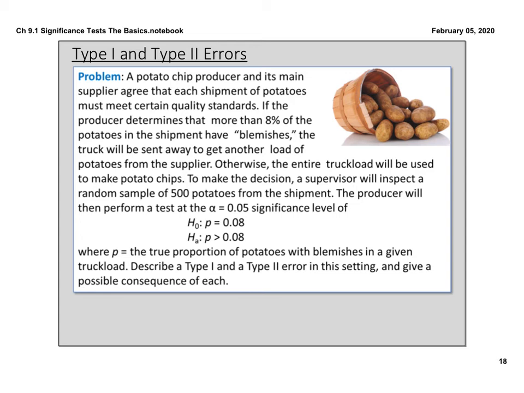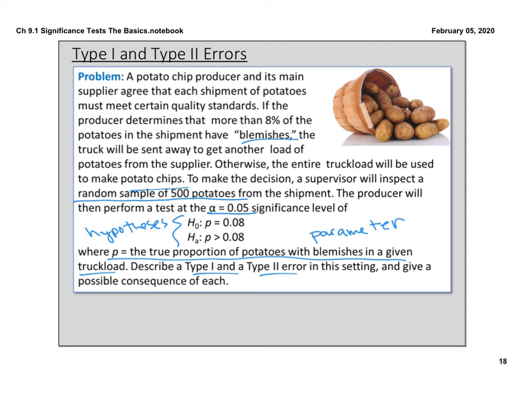Okay, let's talk about these errors. It says a potato chip producer and its main supplier agree that each shipment of potatoes must meet certain quality standards. If the producer determines that more than 8% of the potatoes in the shipment have blemishes, the truck will be sent away to get another load of potatoes from the supplier. Otherwise, the entire truckload will be used to make potato chips. To make a decision, a supervisor will inspect a random sample of 500 potatoes. The producer will then perform a significance test with an alpha value of 0.05. Here's your null and alternative. The null is that the proportion is 0.08. The alternative is that the proportion is greater than 0.08, where P is the true proportion of potato blemishes in a given truckload. There's your parameter. Okay, so there's your hypotheses. And then there's your parameter.